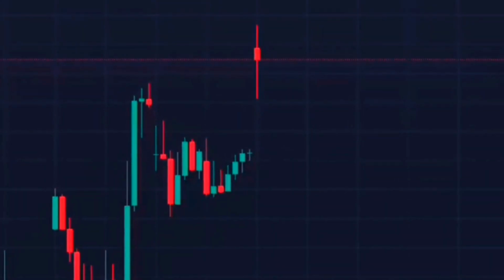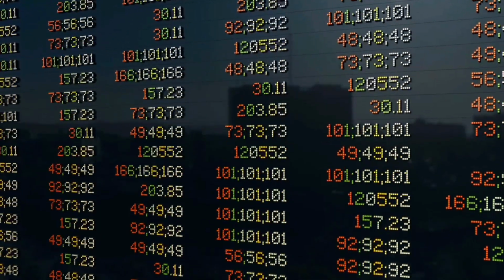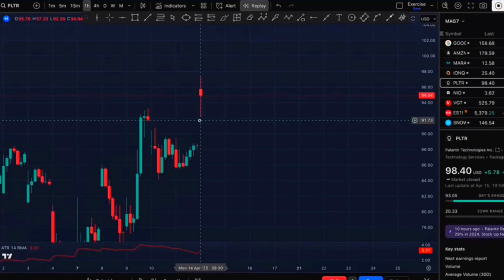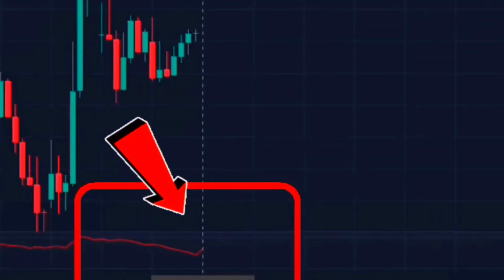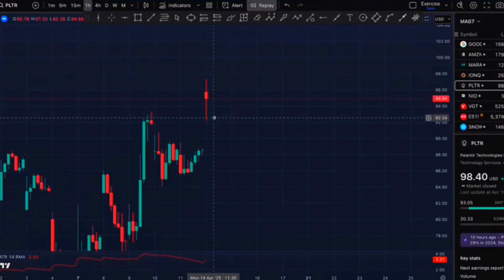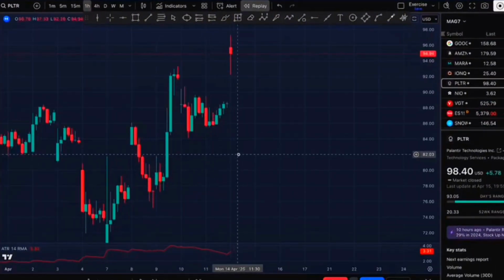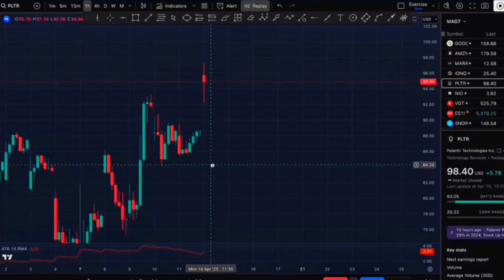Okay, as you can see here, this is a bearish candle, right? So this candle, as you can see on the x-axis, was April 14, 2025 at 9:30. The market opened here in New York at 9:30, right? So this candle here has a duration of 1 hour. All the candles that you see here in the chart have a duration of 1 hour.